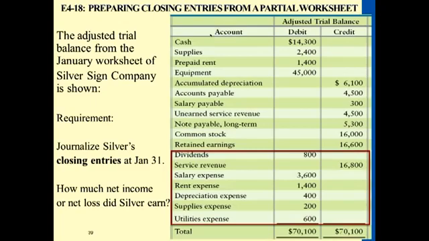All right, for this problem, where do we start? How do we close these entries? What's the first? Revenues. So we have $16,800 here. How do we zero this out? What do we debit and credit?